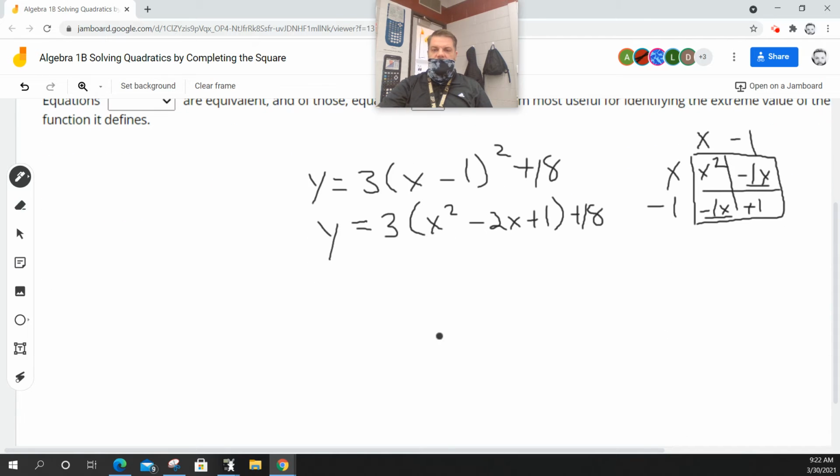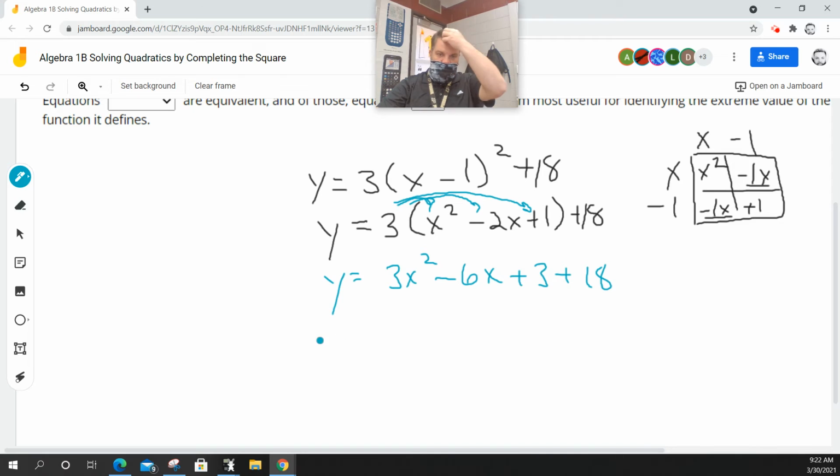So from there, I'm going to distribute the 3 through the parentheses. So 3 times x squared is just 3x squared. 3 times -2x is just -6x. 3 times 1 is just positive 3, and then plus 18. All this stuff is equal to y.